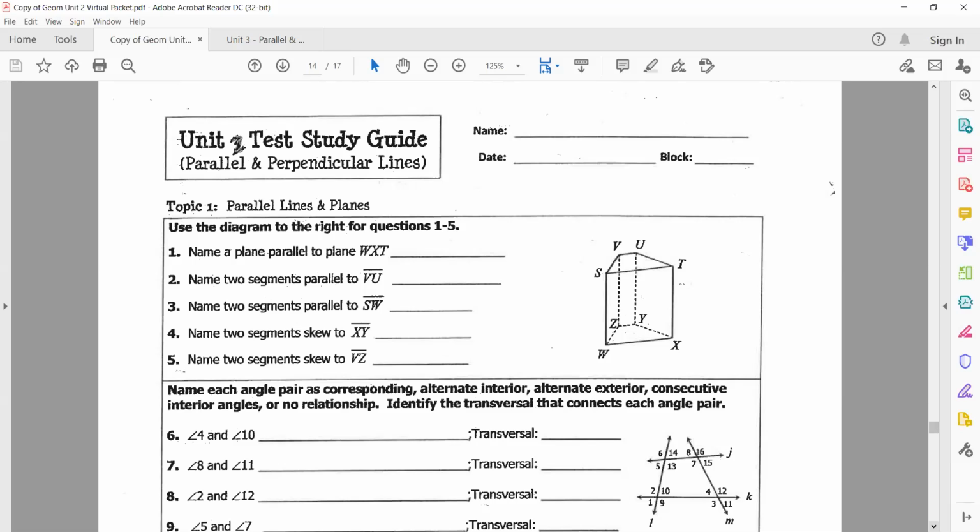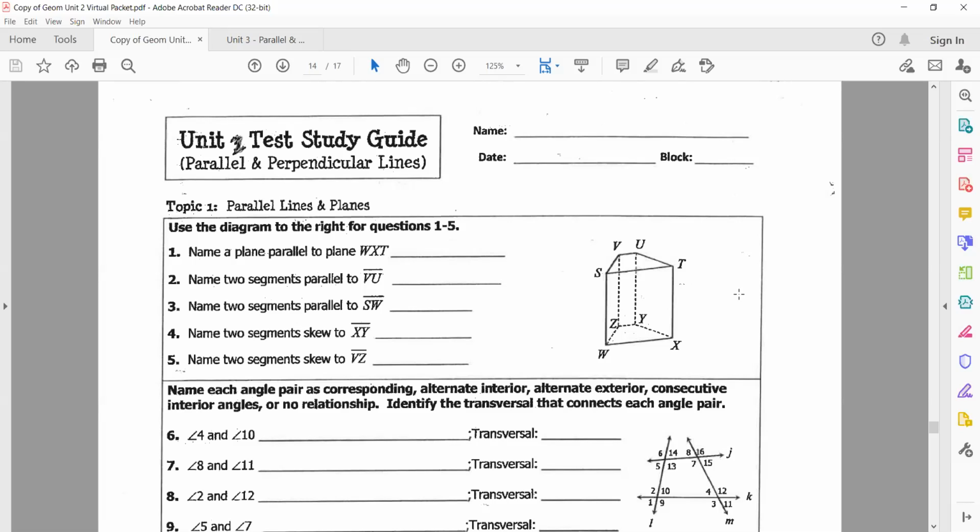So if you look at this first shape here, it's a funny looking 5-sided shape. What do we have to have for a plane that's parallel to WXT? Well, there's only one plane in this drawing that's going to be parallel to it. Think about the room that you're in. If you're in a room right now, the ceiling and the floor, those are parallel planes.